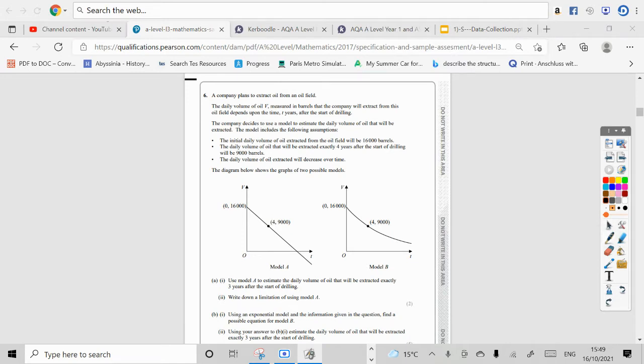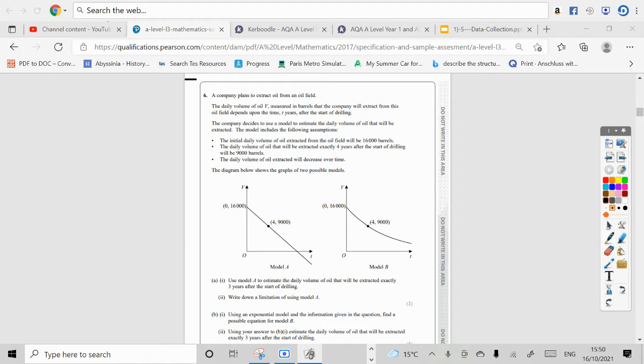Okay, so this is question number 6. A company plans to extract oil from an oil field. The daily volume of oil, V, measured in barrels, that the company will extract from this oil field depends upon the time t after the start of drilling. The company decides to use a model to estimate the daily volume of oil that will be extracted. The model includes the following assumptions.